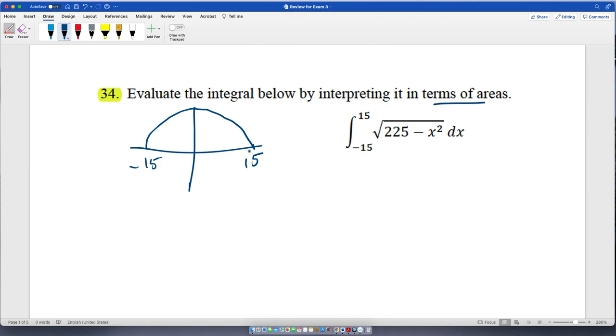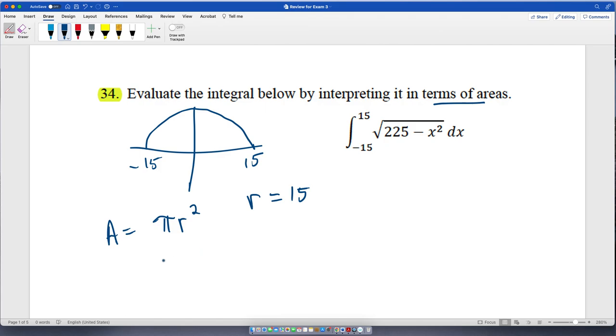That's a circle. It's got a radius of 15. How do I find the area of a circle that has a radius of 15? Pi r squared, right? So don't forget, again, this is supposed to be from high school geometry, so nothing too extravagant, but be careful. How much of the circle do we have?